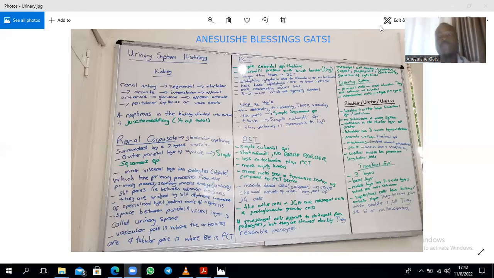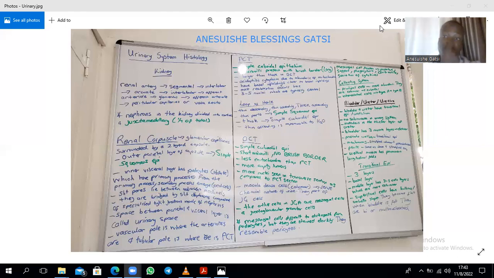So the dilated portion of our nephron, the upper part, is going to be the renal corpuscle, which consists of the glomerular capillaries that are going to be surrounded by a two-layered capsule.